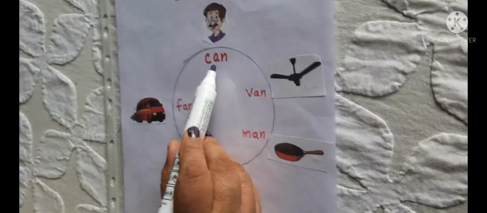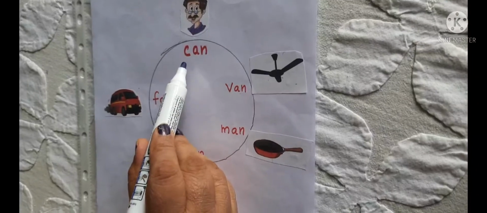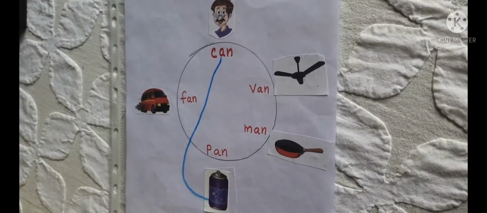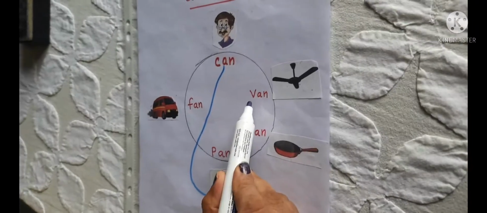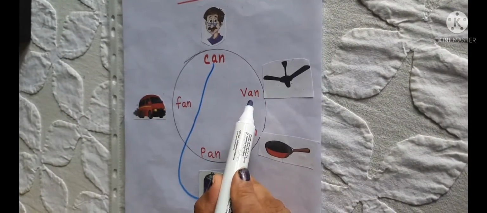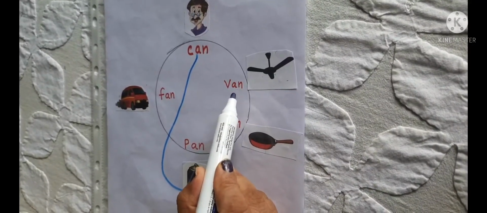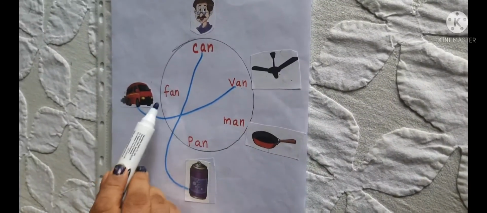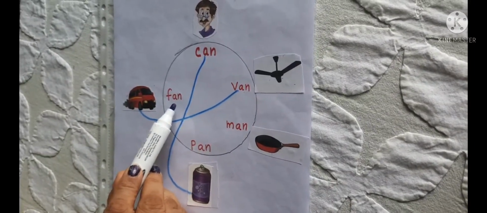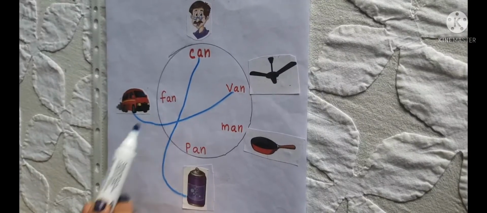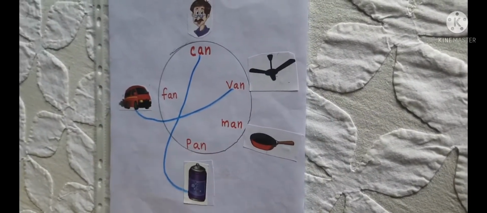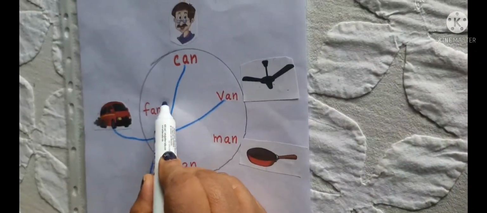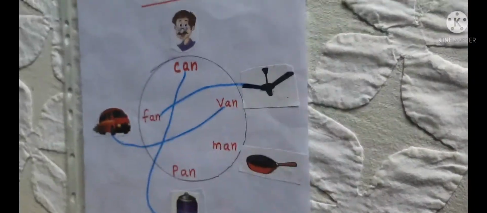K, A, N, can. Where is can? Yes, it's here. V, A, N, van. Where is van? Here. Good. F, A, N, fan. Where is fan? Can you find it? Yeah, it's here. Slowly draw the line. Fan. Very good.